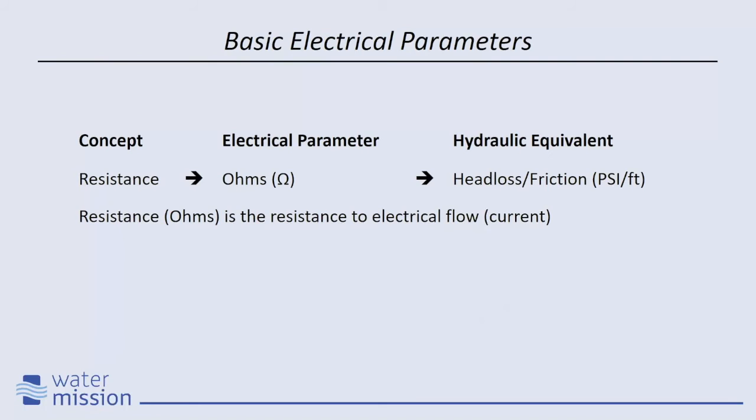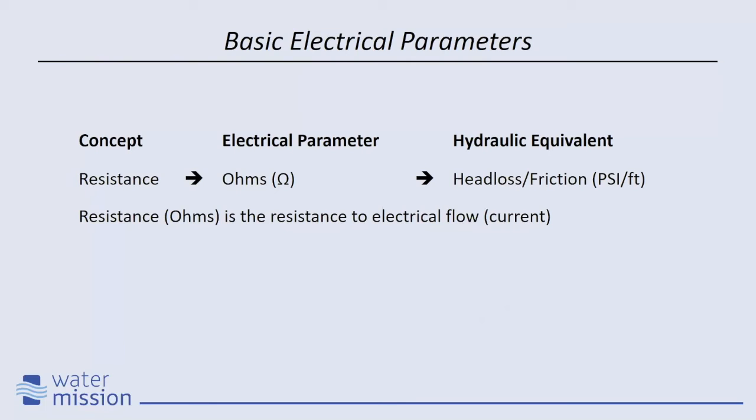In addition to those two parameters, we also need to bring up resistance. Hydraulically speaking, that's going to be your friction factor, your head loss on a pipe. How much resistance to flow is there? In electrical systems, we call that ohms. It's a strange word. We use the Greek symbol omega to represent that. But electrical resistance is what slows down the flow of electricity.